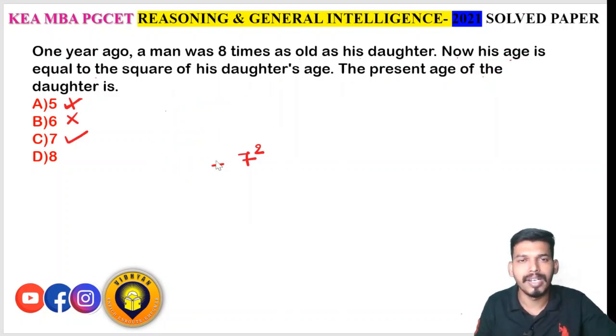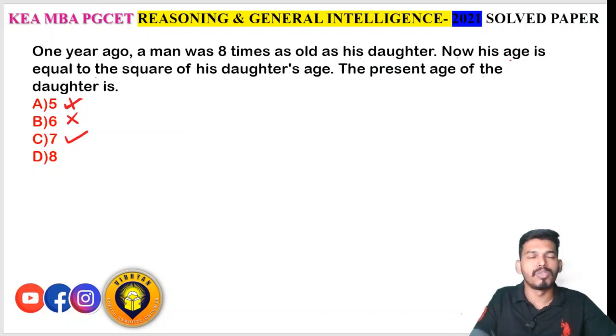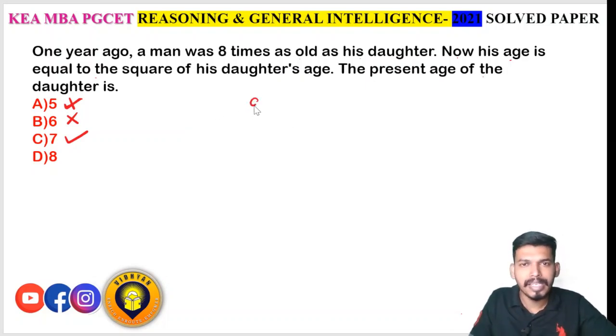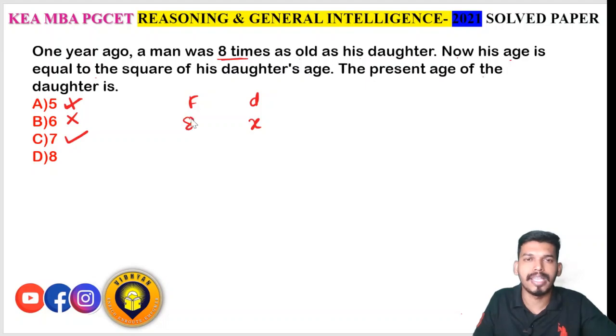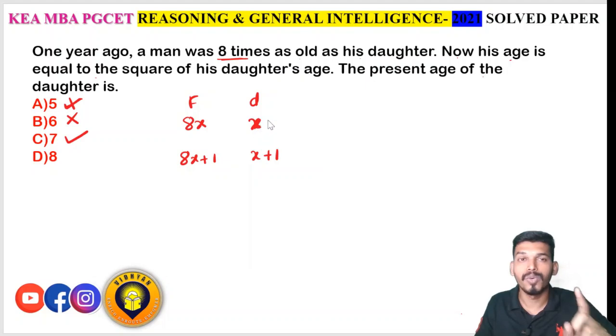Otherwise, you can go with the general X method also. So if you want to go with the X method, let us take the age of the daughter 1 year ago to be x years. Then the father's age becomes 8 times, that is 8x. After 1 year, that is the present age of the father, becomes 8x plus 1, and the present age of the daughter becomes x plus 1. Remember, we took x as the age of the daughter 1 year ago, so the present age of the daughter is x plus 1.